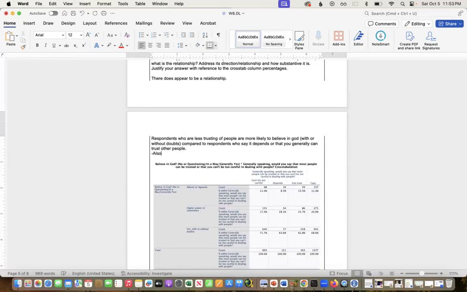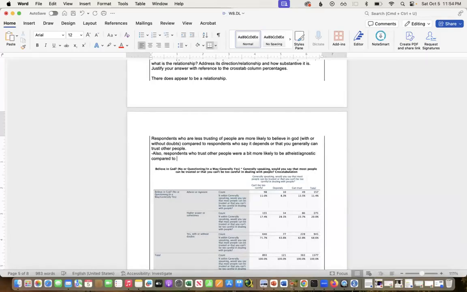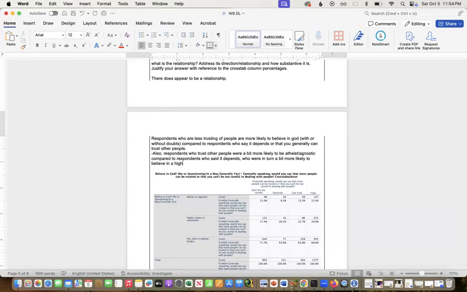And then also, the respondents who trust other people were a bit more likely to be atheist or agnostic compared to respondents who said it depends, who were in turn a bit more likely to believe in a higher power, or sometimes believe in God. Okay, so those were the direction and relationship.